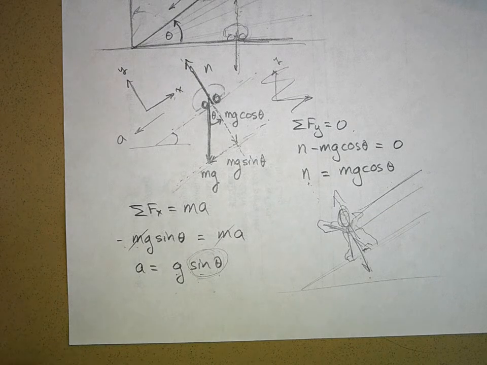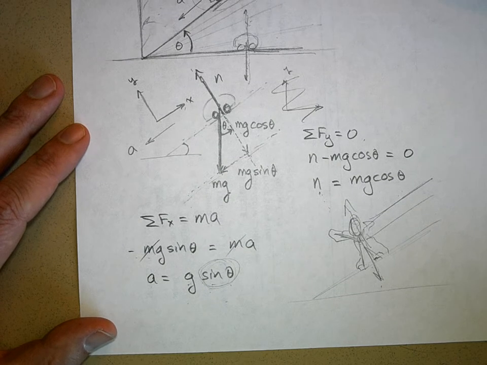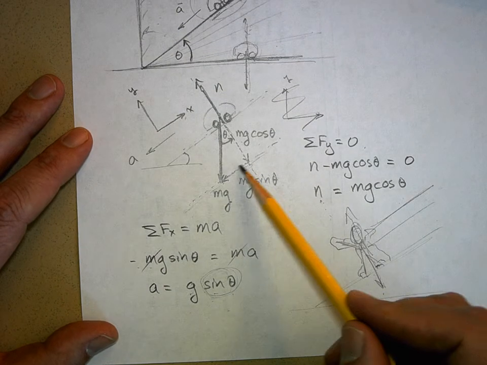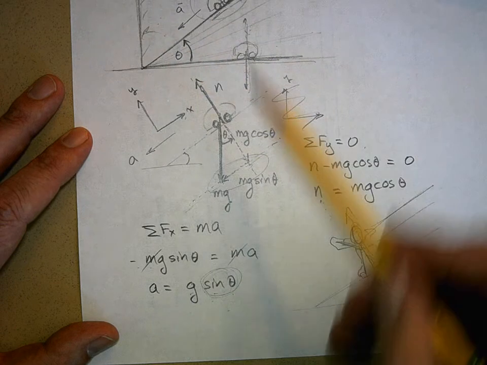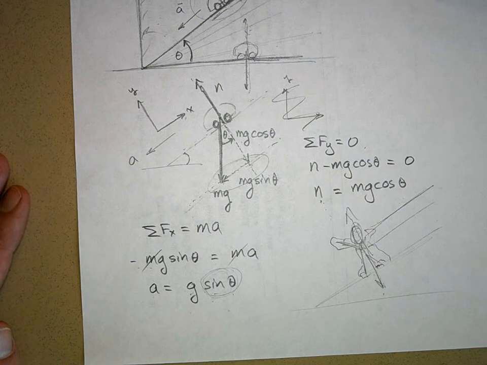That was pretty interesting. But anyway, that's how you deal with an inclined plane problem. So the force of gravity is going to be down the incline, and it's going to have a magnitude of mg sine theta. That is all.